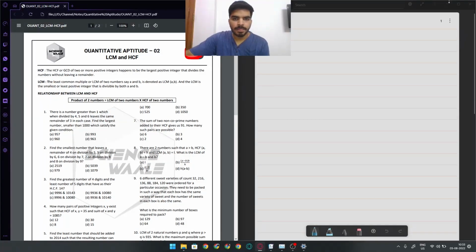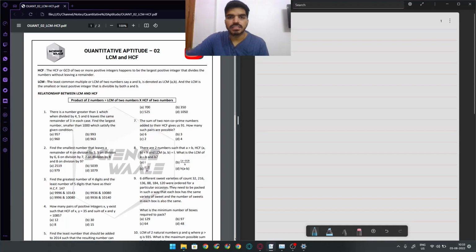So here's the thing. For example, if you have a number, let's say 576, and you have to take out its factors, what will they be? 576 is 24 squared, and 24 is 2 cube into 3, so its square has to be 2 to the power 6 into 3 square. This will be the prime factorization of 576.